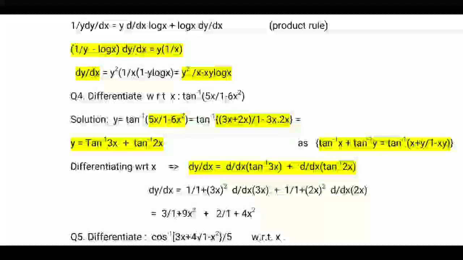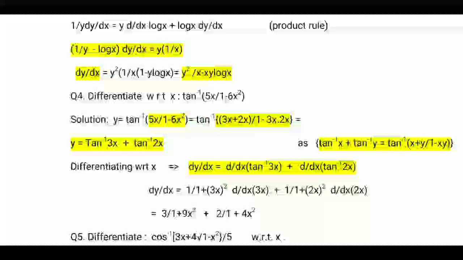And if we remember the formula, tan inverse x plus tan inverse y is equal to tan inverse x plus y upon 1 minus xy. We get here, in place of x there is 3x and in place of y there is 2x. So comparing the formula, we get y is equal to tan inverse 3x plus tan inverse 2x. Thus, now differentiate it with respect to x.